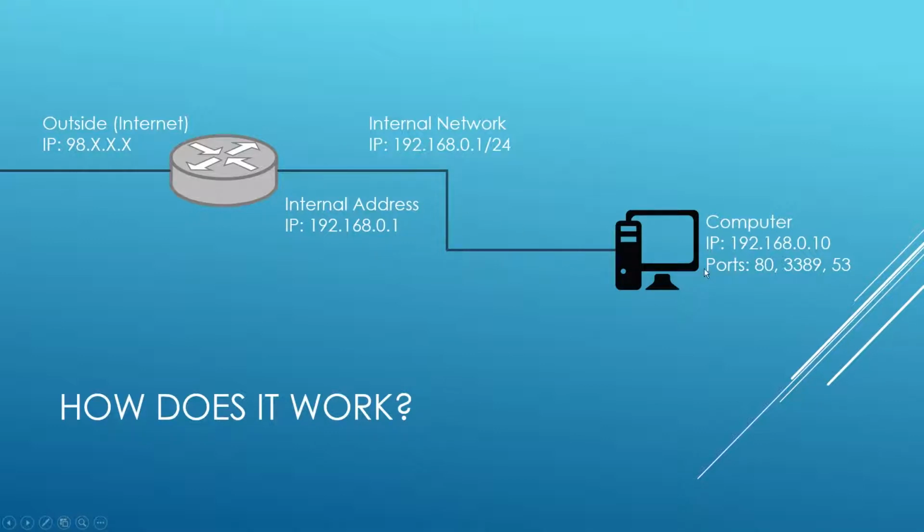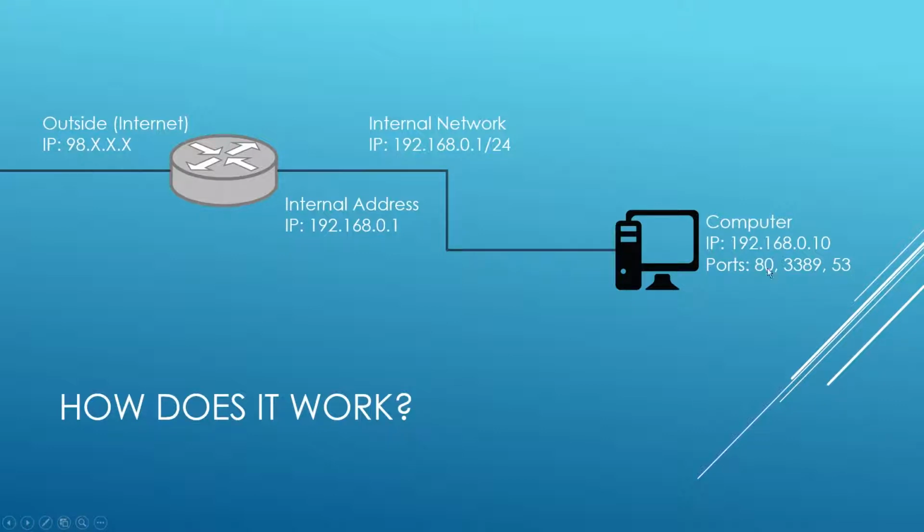Inside our network, we have a computer. This is basically a normal server computer. I'm going to kind of state this as a server, but I just use a generic computer icon. It has an IP of 192.168.0.10. The current ports that I would like to be able to access are ports 80, 3389, and 53.